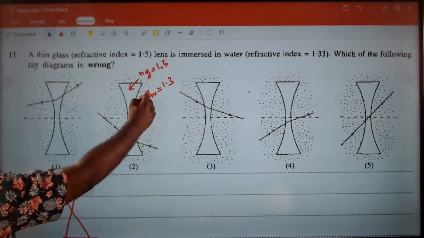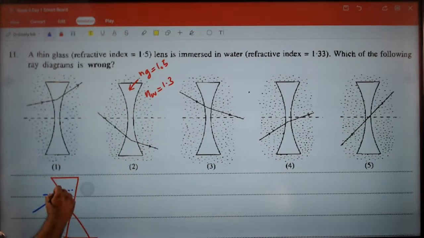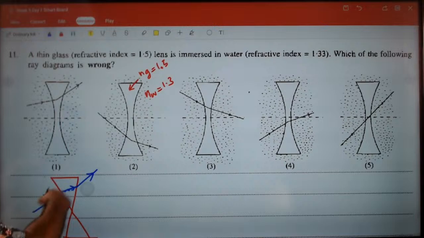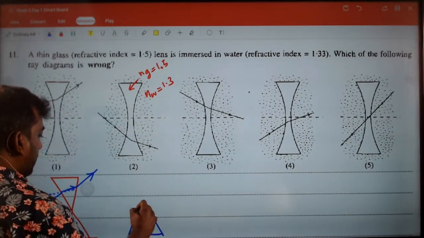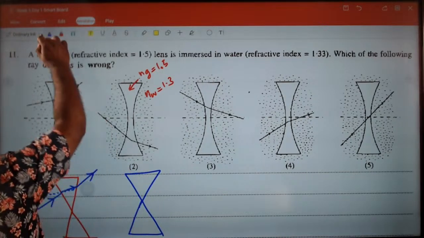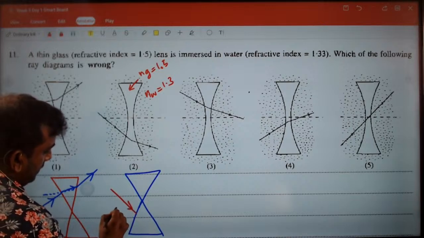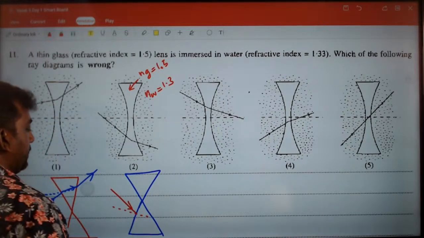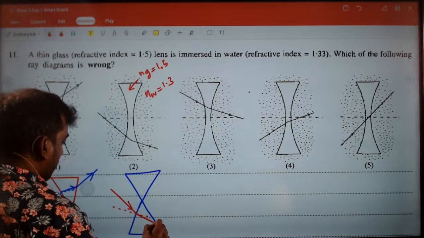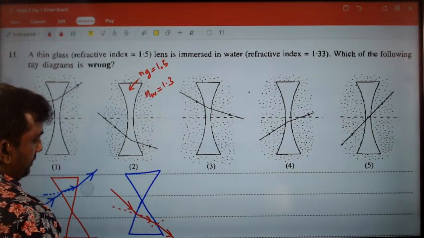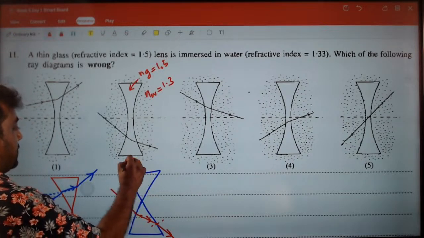So rarer to denser means it should go towards the normal. Then denser to rarer, it will go away from the normal. So away it will go. This one, bottom part of the prism. Right. If you look at this carefully, here you go. Rarer to denser, towards the normal. Denser to rarer, away from the normal. So going towards, there is an issue there.